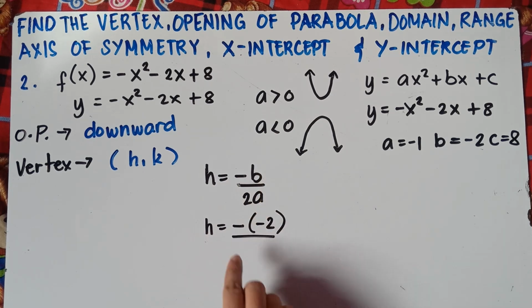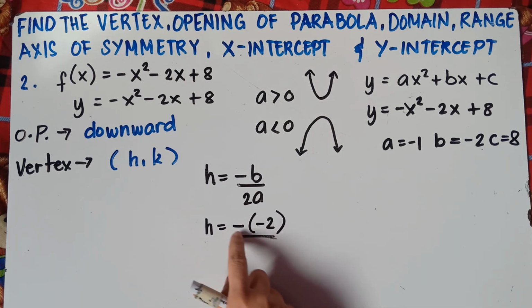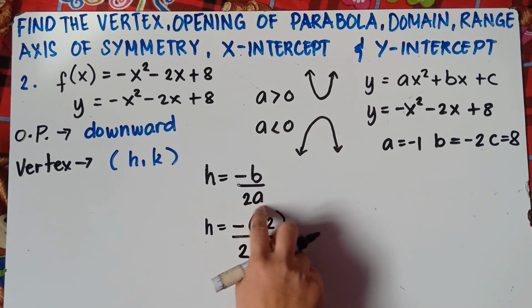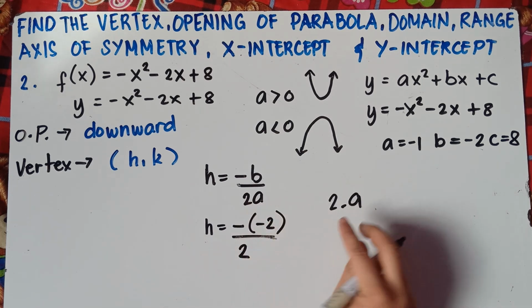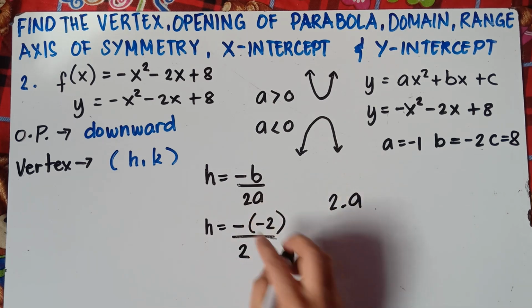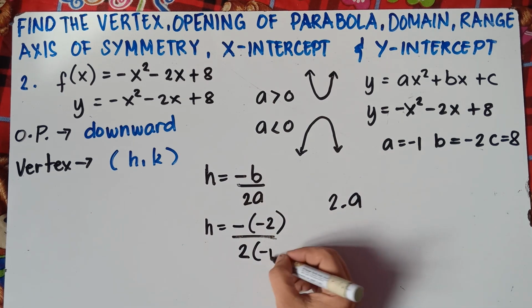Alright, and then, once again class, you put parentheses because we're not allowed to have two negative signs close to each other. So you put parentheses because we need to multiply the negatives later on. Alright, and then copy 2, then a, once again 2a, it means 2 times a. 2 times a is just the same as 2a. So our a is negative 1, so 2 times a is 2 times negative 1.